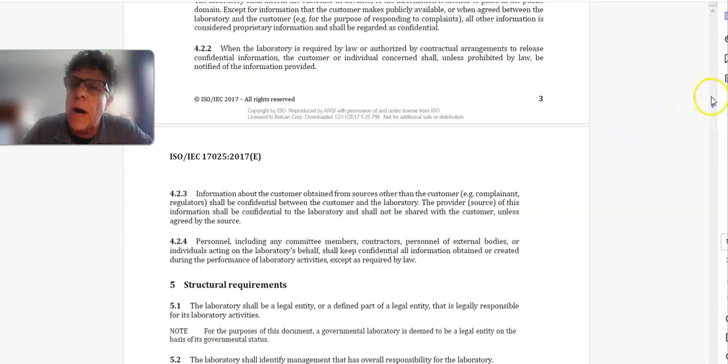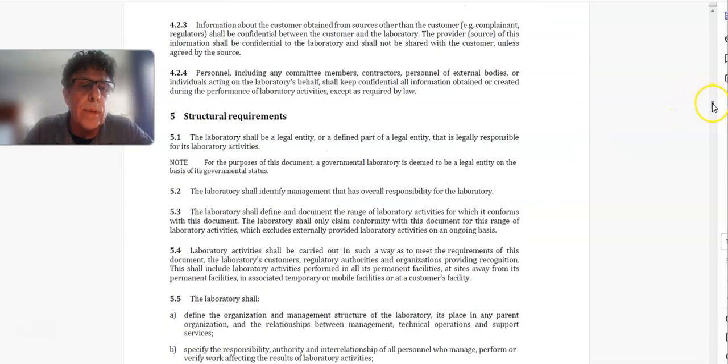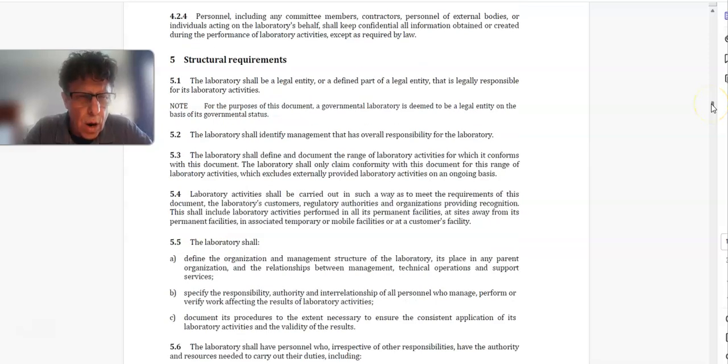Then you go to section 5, which is structural requirements. You'll see these types of requirements documented usually within a company quality manual. Although a quality manual is not technically a requirement of the standard, it is a good place to house required policies and other documents that the standard actually does require. So it's a good place to house those.